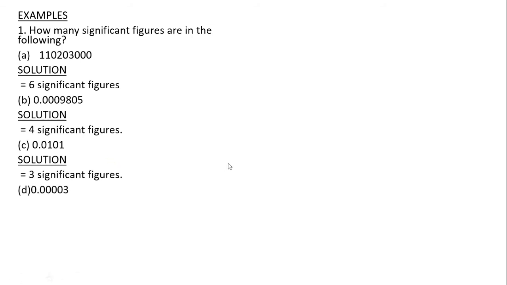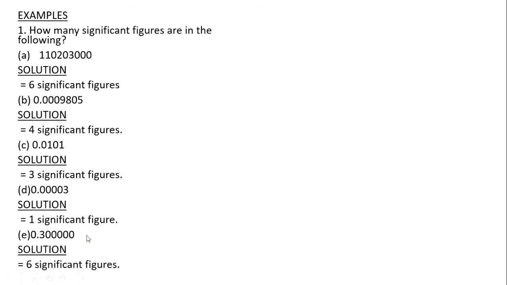0.00003. There's only one significant figure. The zeros at the beginning are not significant. Then we have 0.300000. Because the zeros are at the end, those zeros are significant. So this has 6 significant figures.